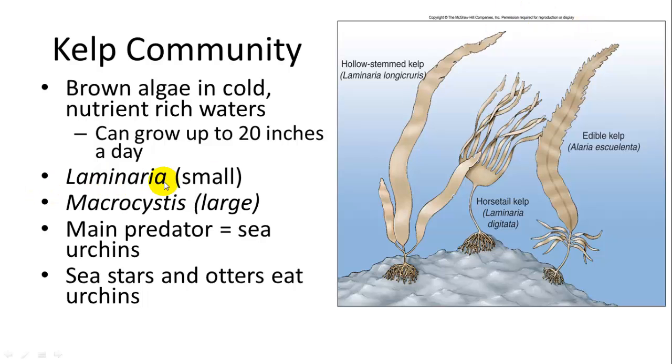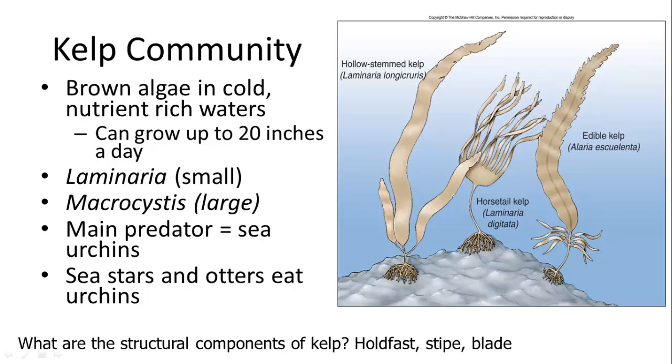Laminaria are a smaller kind. Macrocystis is a large kind that will grow again to the sea surface. The main predator is sea urchins, and sea urchins' main predators are sea stars and otters, so they are very important to the dynamics of the kelp community.